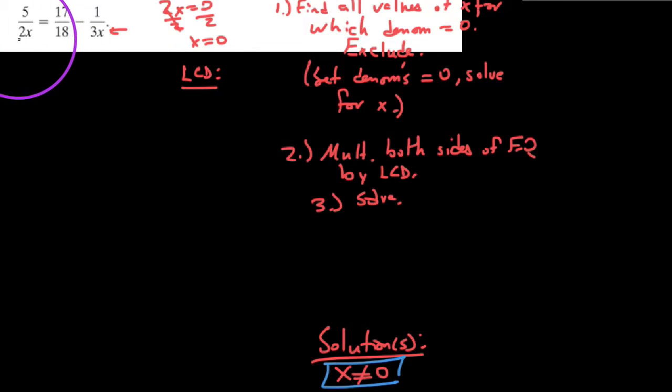So I notice in my first denominator here, I have a 2 times x. You can't factor it more than that. 18 is technically 6 times 3, which is 2 times 3 times 3. And then this one here is a 3 times x.